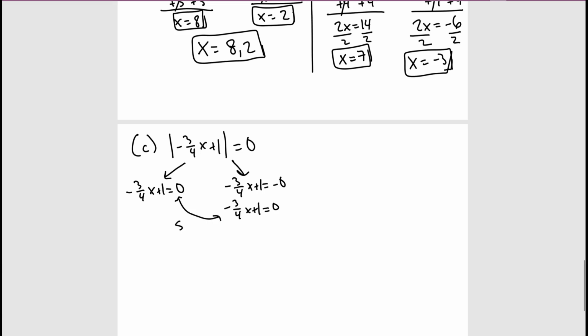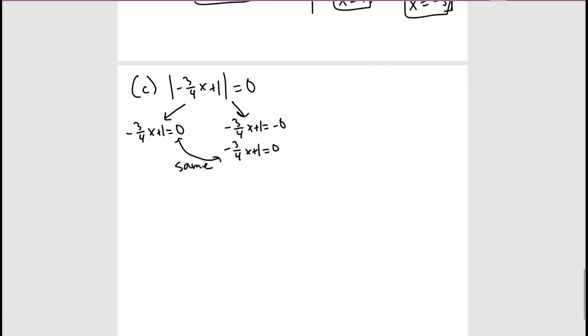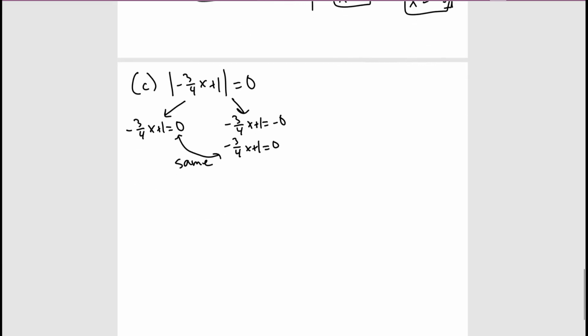So basically this is the same. You don't really need to do anything. You only have one equation. So here you will only have one solution. So when you have this equal to 0, you're only going to have one solution.